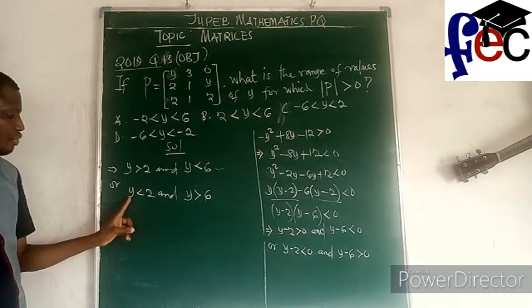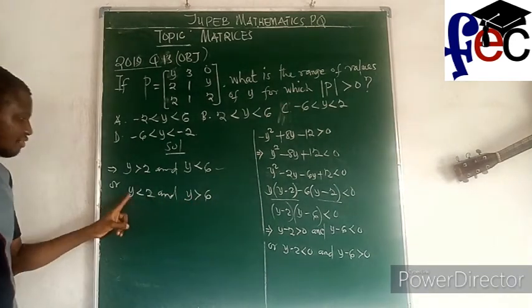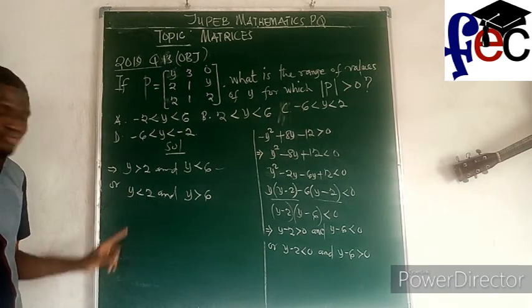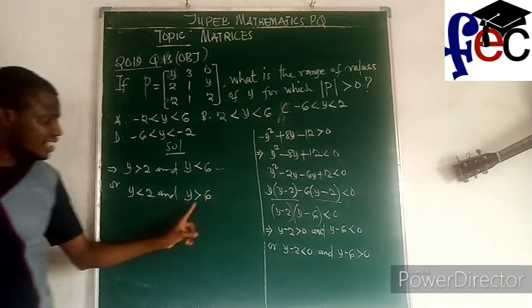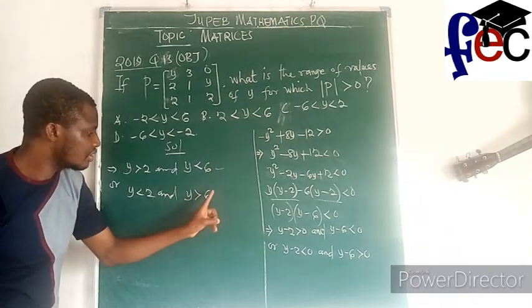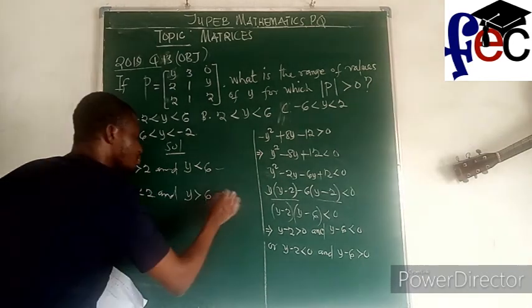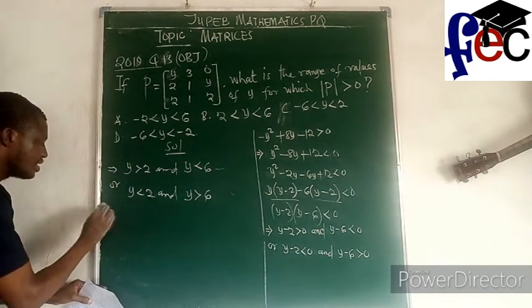But look at this, y is less than 2 and y is greater than 6. Pick any value here that is less than 2, which is 1. Is 1 greater than 6? Oh no. Pick any value here, which is 7. Is 7 less than 2? So it is not possible for us to have this.